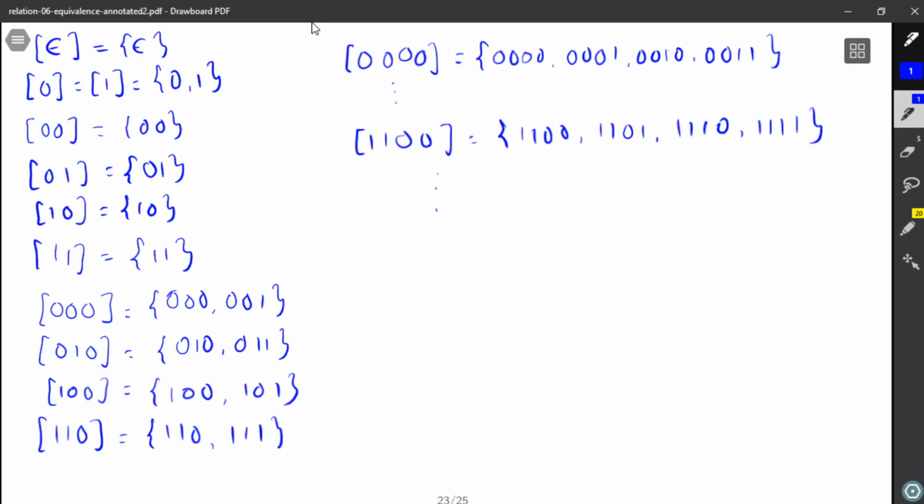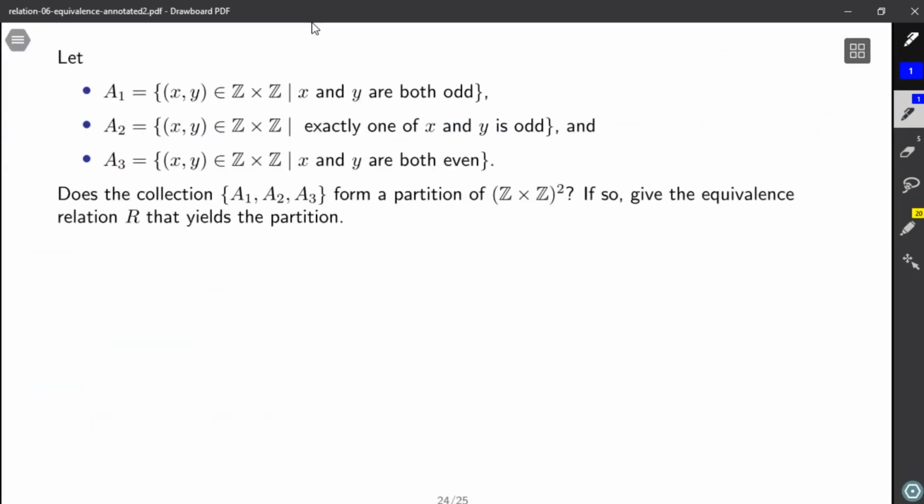About question 2, you are given 3 sets. First, show that these 3 sets are a partition of the set of pairs of integers, and if so, give the equivalence relation R that gives the partition. To show that these 3 form a partition, we must show first that each of A1, A2 and A3 is not empty.